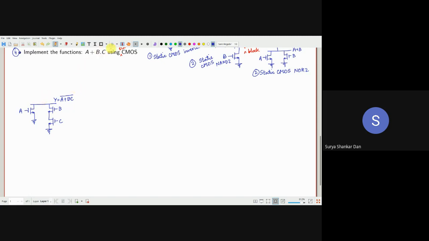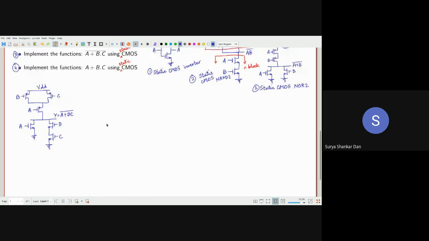So basically, we will first draw the A, let us say. A now has become in series, and B and C, which was in series, becomes in parallel. This is B. This is C. This is your VDD. All right. So that's problem number 3.